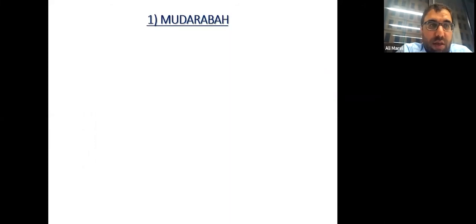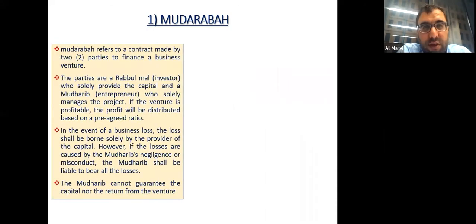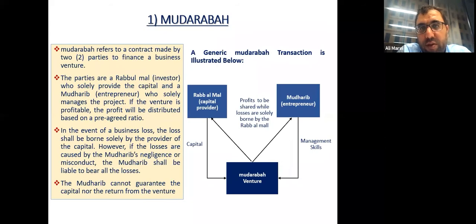I didn't have enough time in the previous session to explain the two main Islamic contracts that are profit and loss sharing contracts. The first one is Mudaraba. In Mudaraba, we have this type of generic Mudaraba transaction as illustrated in this figure.